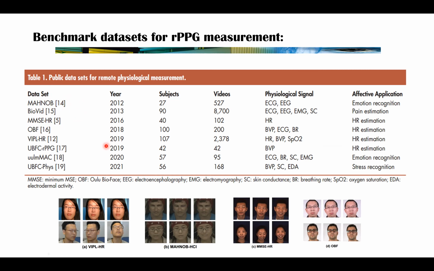But after that, there are some very challenging datasets. For example, VIPL-HR has a very huge number of videos and more than 100 subjects. And in this scenario, you can see the head movement is very serious. If you use a traditional end-to-end method or traditional single-process method, it is very challenging to get very accurate rPPG signals.